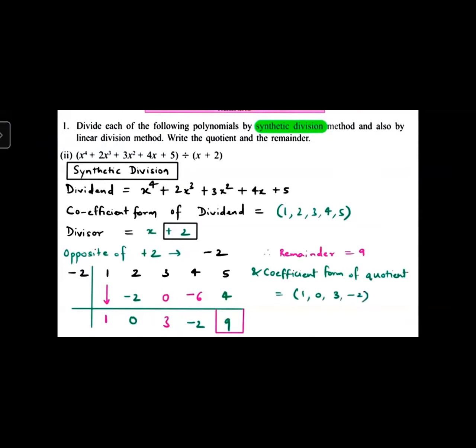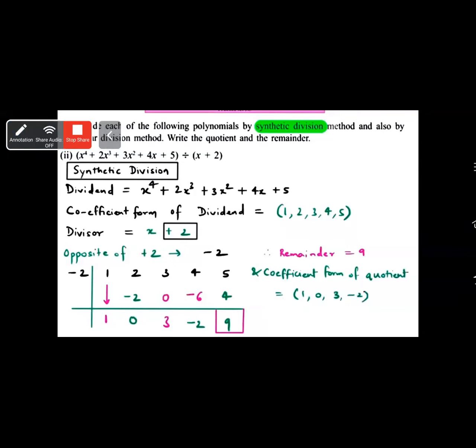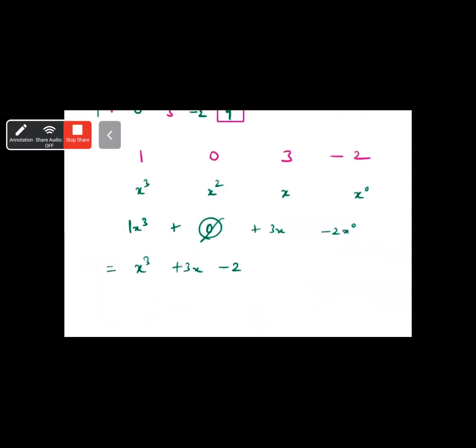So the number of coefficients is 4. 4 minus 1 is 3, so the degree of the polynomial is 3. Here you have to start with x raised to 3. The x variable is there, so you use x raised to 3 plus 0x raised to 2 plus 3x minus 2. This 0x square will get reduced, and you will get x cube plus 3x minus 2. This way you can do it.